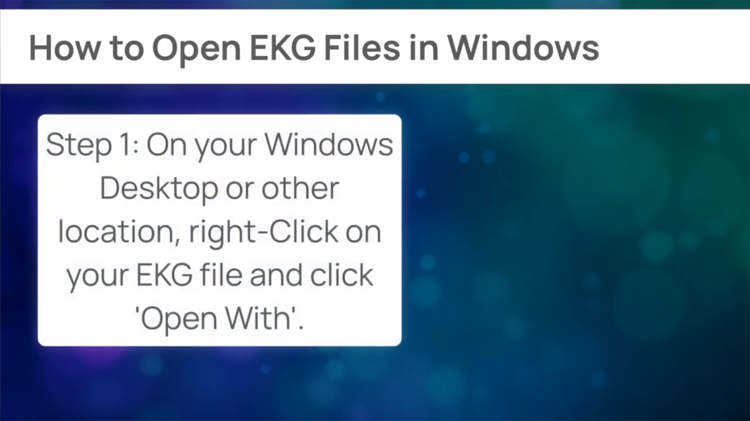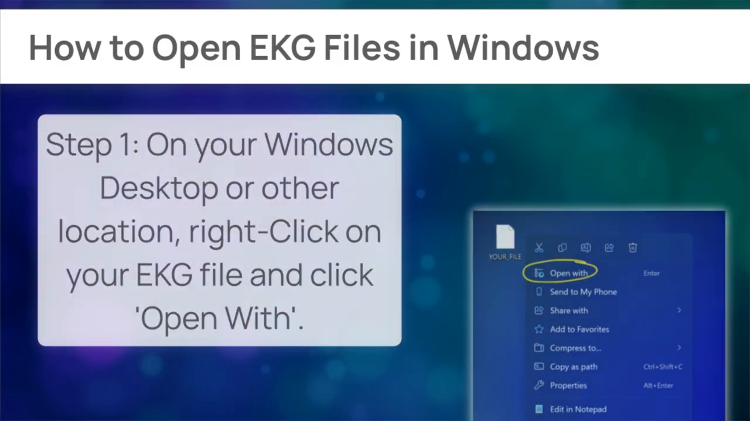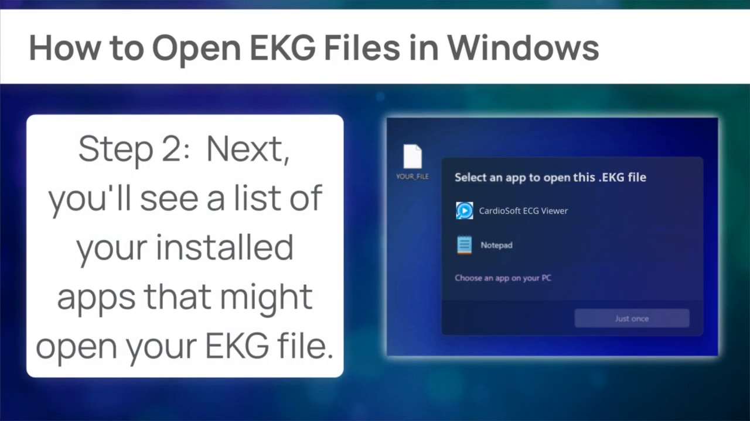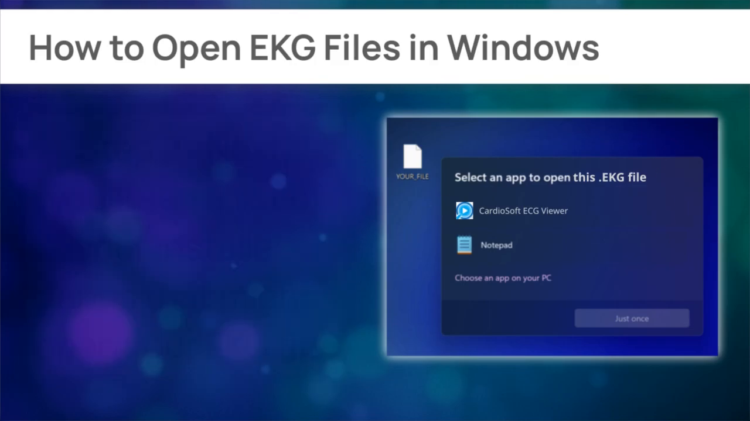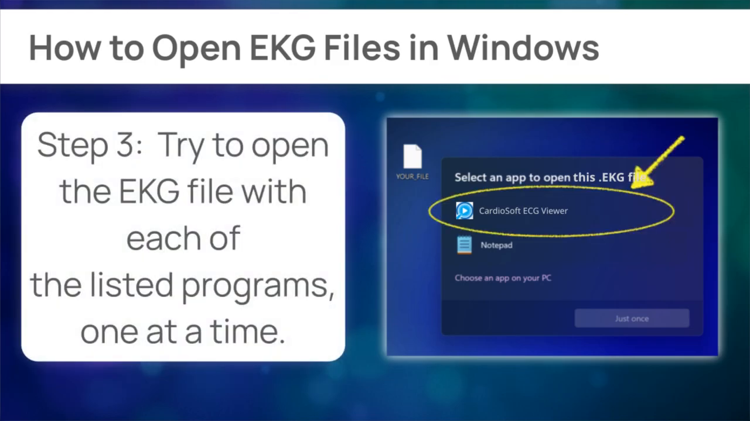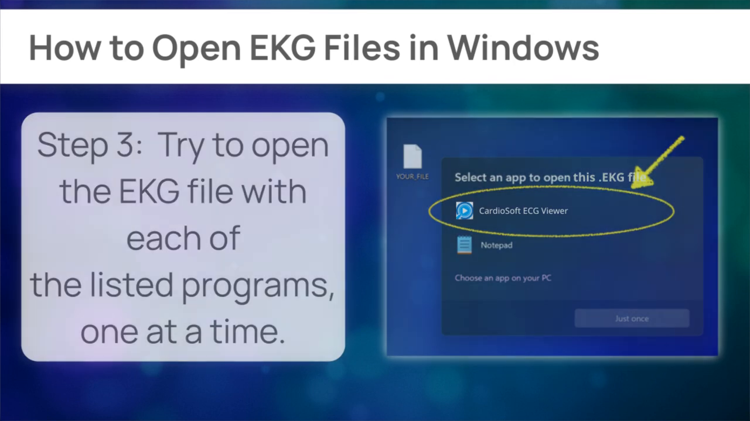We'll start by checking the obvious candidates. Right-click your EKG file and select Open With. If CardioSoft ECG Viewer is installed, use that. If not, choose another program. A simple test sequence will get results.